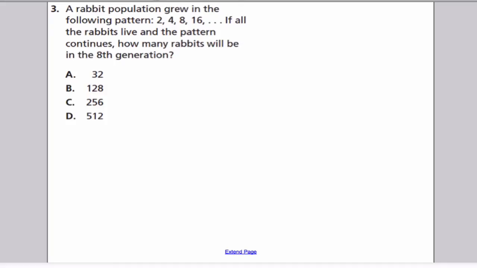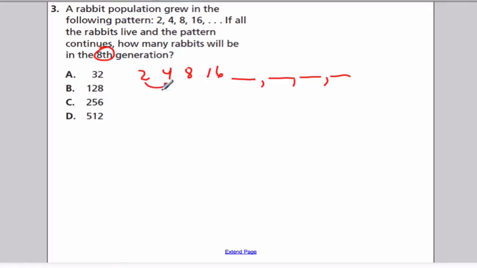What I like to do is write out the numbers again. 2, 4, 8, 16. There's 4 generations, and they want the 8th generation, so 5, 6, 7, 8. 8 generations. And then what I do is ask, how do they go from one number to the next? There are a couple of different ways you can do it.